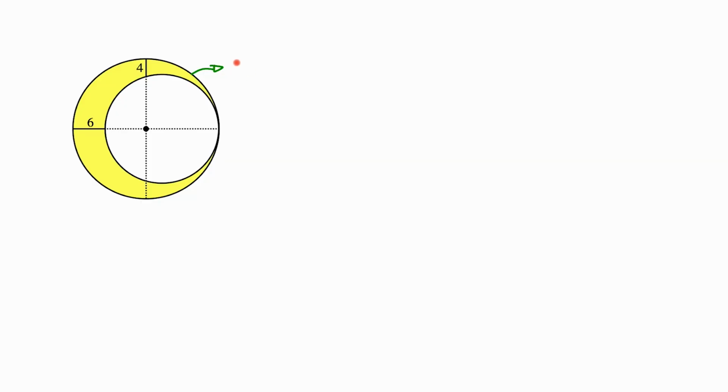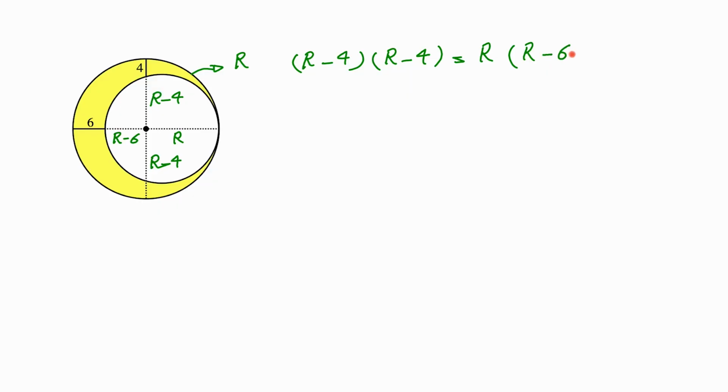Let's call the radius of the big circle R. Now this segment is R, the whole segment is R, so we subtract 6, we get R minus 6 here, and also here we have R minus 4, here also we have R minus 4. So now we can write the product of these segments. R minus 4 times R minus 4 should be equal to R times R minus 6.